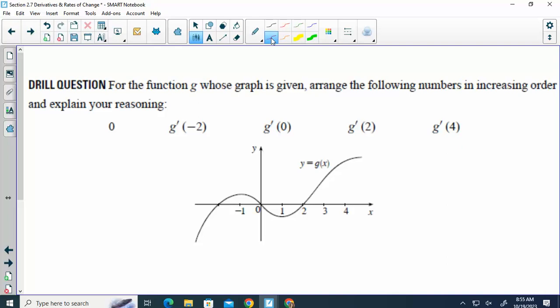So, for this graph, I want to put the following in increasing order. So, small to large. So, 0 is kind of an easy one. We know what 0 is. The rest of these are prime. So, that means the derivative.